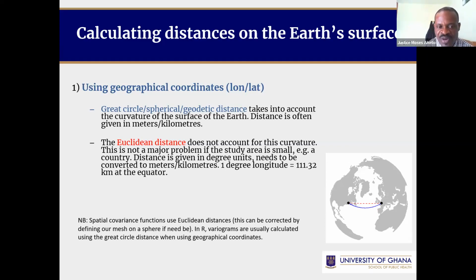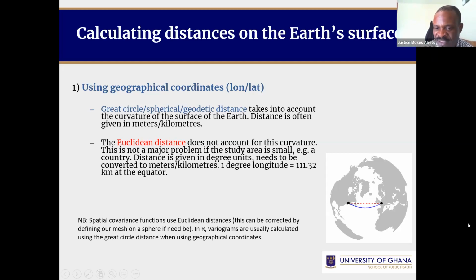We also do what we call the equatorial distance, but this one does not account for the curvature of the Earth. It is just looking at the distance between two locations, maybe location A to location B, what's the distance between them. And this one doesn't take into account the curvature of the Earth's surface. But this is not a major problem if our study area is small. For instance, if I'm doing a study within Ghana, I don't have to worry about the curvature.